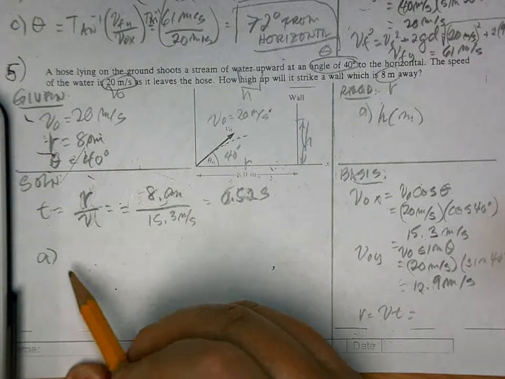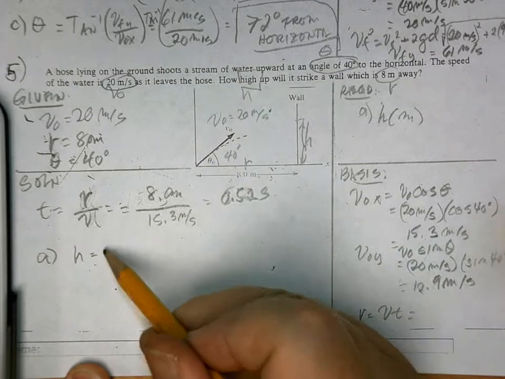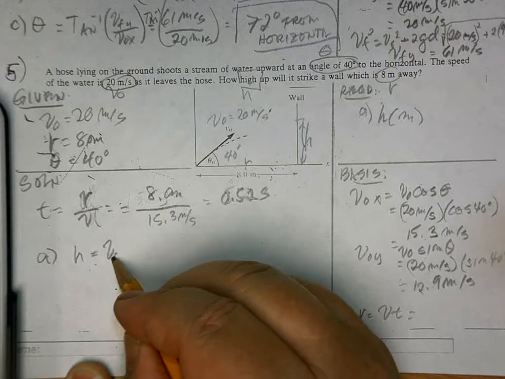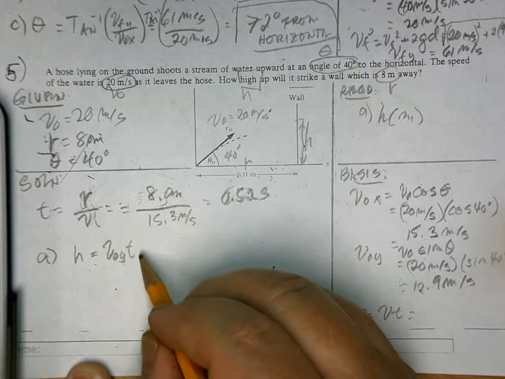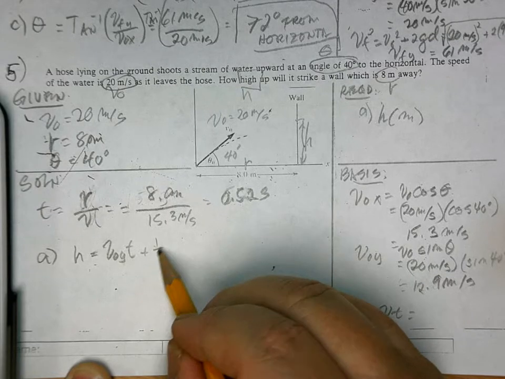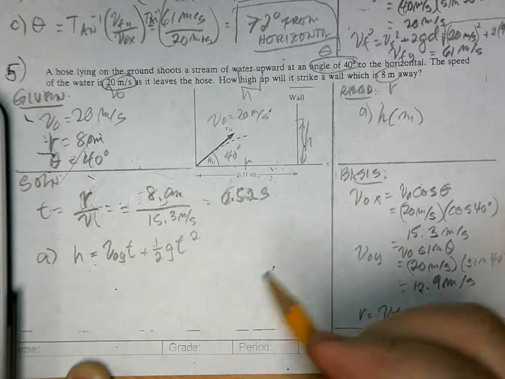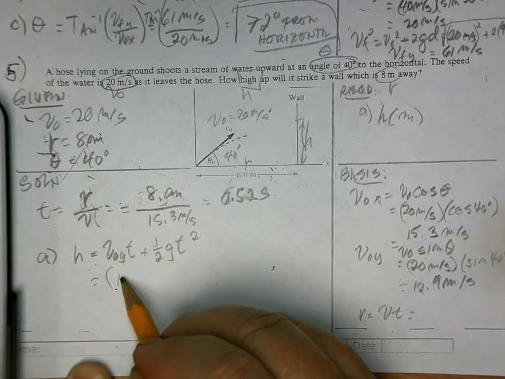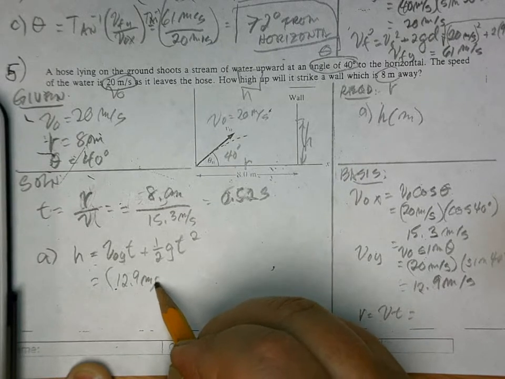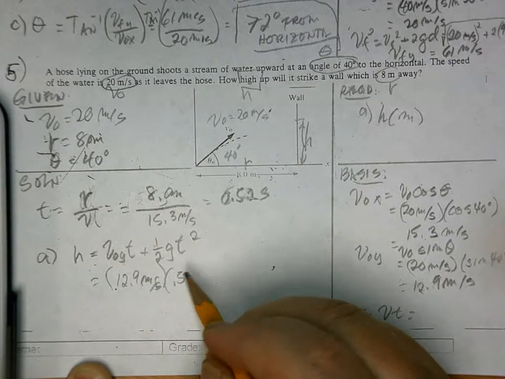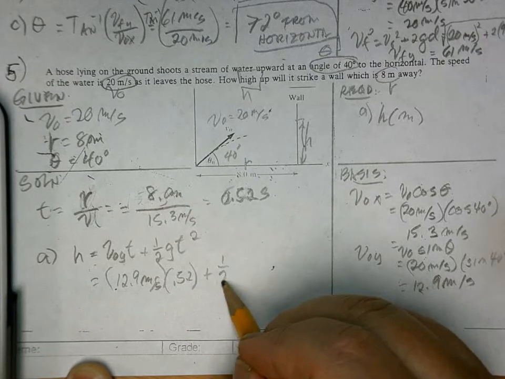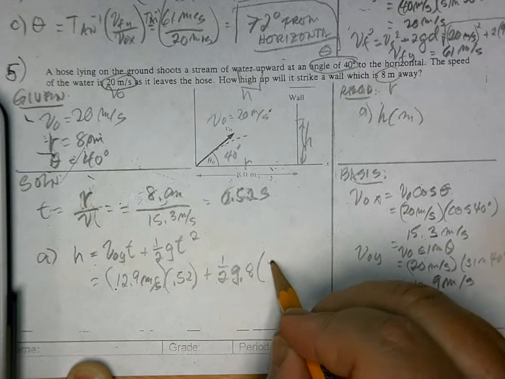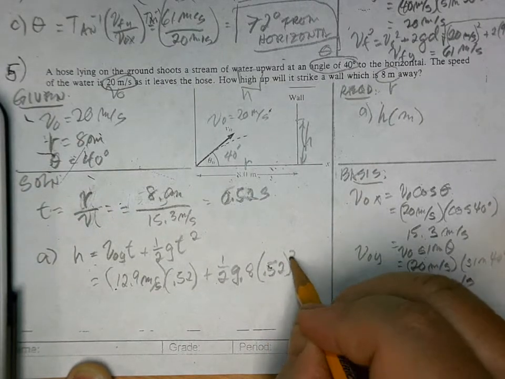Our solution begins here with the h. And we have to use which? We have to use equation number 3. VOY times T plus 1/2 GT squared. Okay, and we have this information. VOY is 12.9 meters per second times 0.52 plus 1/2 G times 0.52 squared.